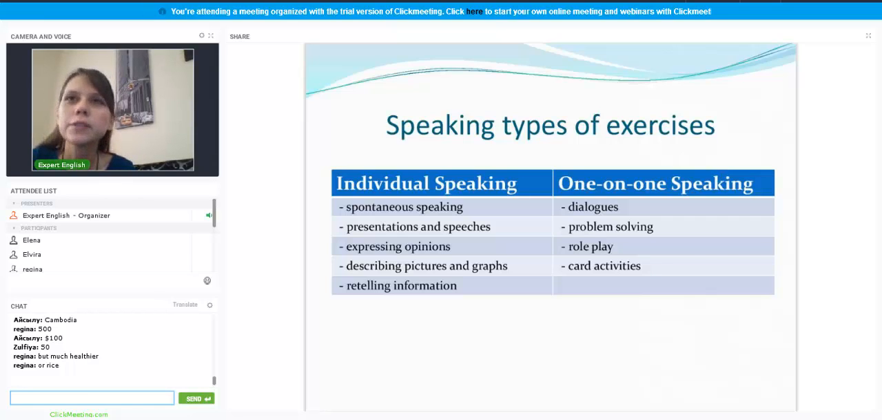It's very useful to integrate it, because when people imagine that they live a different life, they get rid of some limitations in their behavior, and they feel free to act as if they're someone different. And another type is card activities. In my opinion, card activities are of great help at the elementary and pre-intermediate level of learning English. Because I'd like to show you an example.